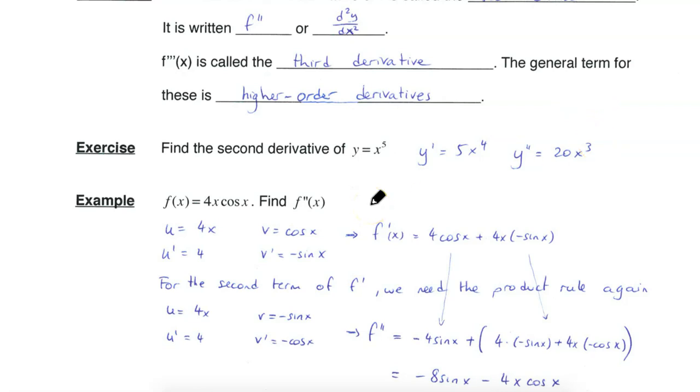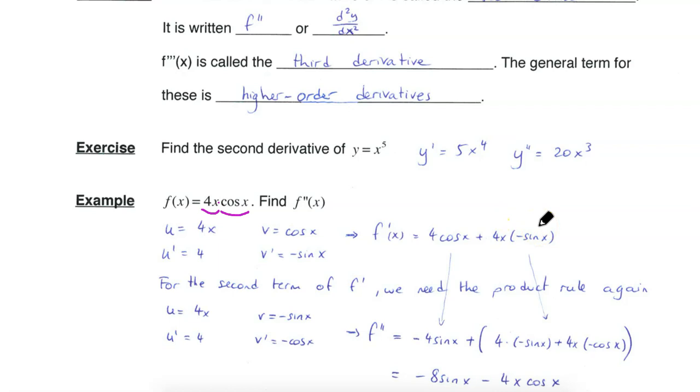Find the second derivative of f of x equals 4x times cosine x. That's a product. So let's set u equals 4x. Let's set v equals cosine x and use the product rule. u is 4x, u prime is 4. v is cosine x, v prime is negative sine x. And that leads to f prime of x, so the first derivative, is equal to 4 times cosine x plus 4x times negative sine x.